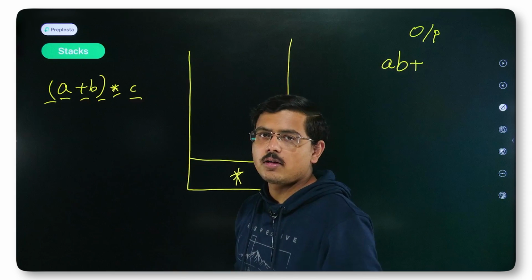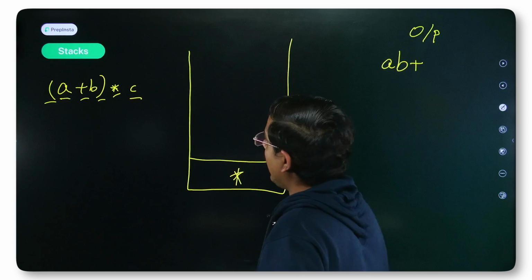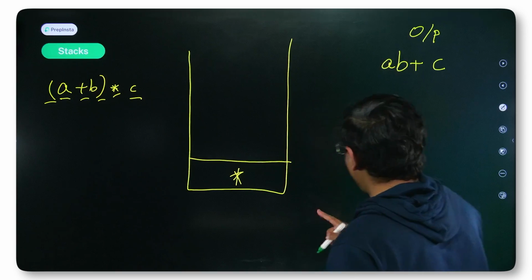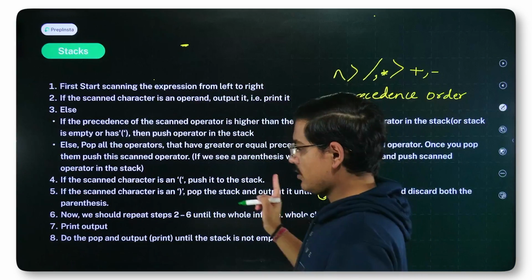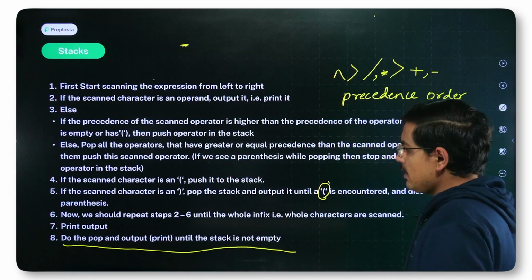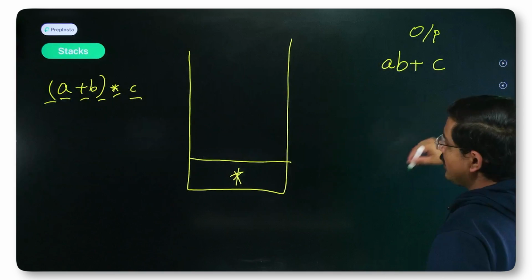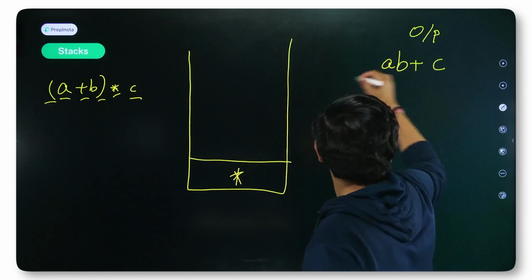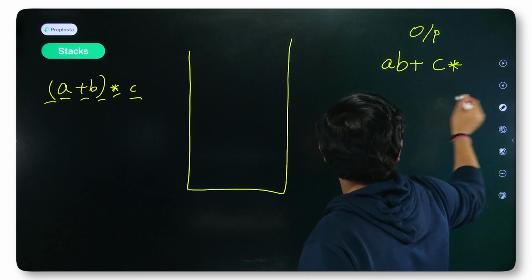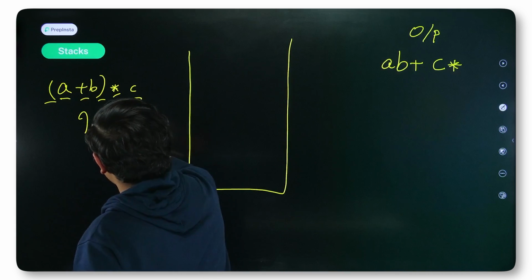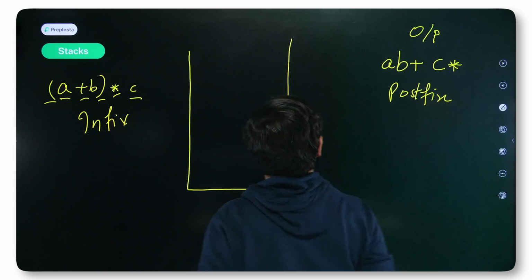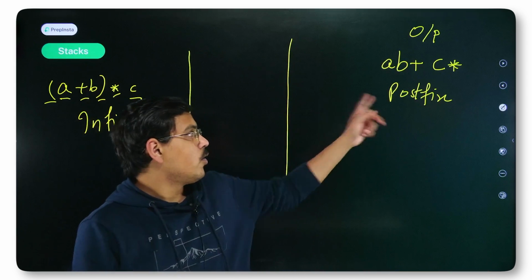And then I encounter another operand, fine. All I need to do is print it. Now when you are left with one operator, it is clearly written in the last step: pop and output until the stack is empty. So I pop this and output this, fine. The stack becomes empty, and this was your infix expression, this is your postfix expression. Am I clear?